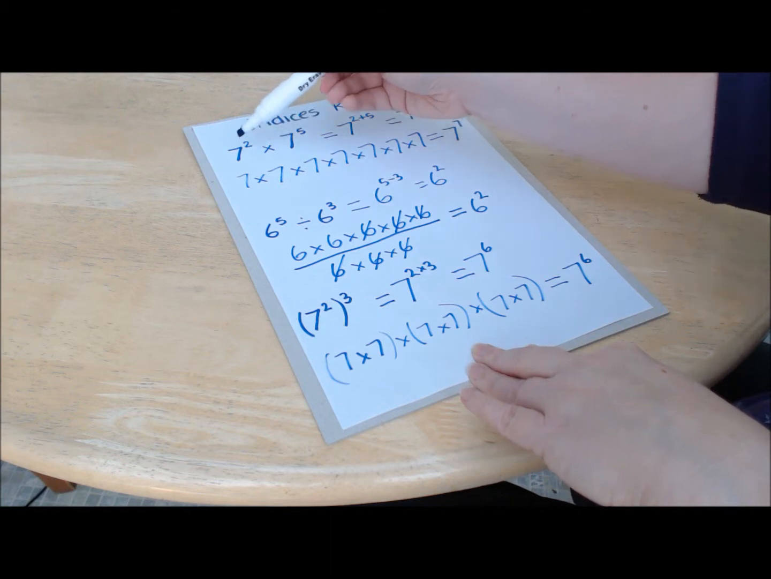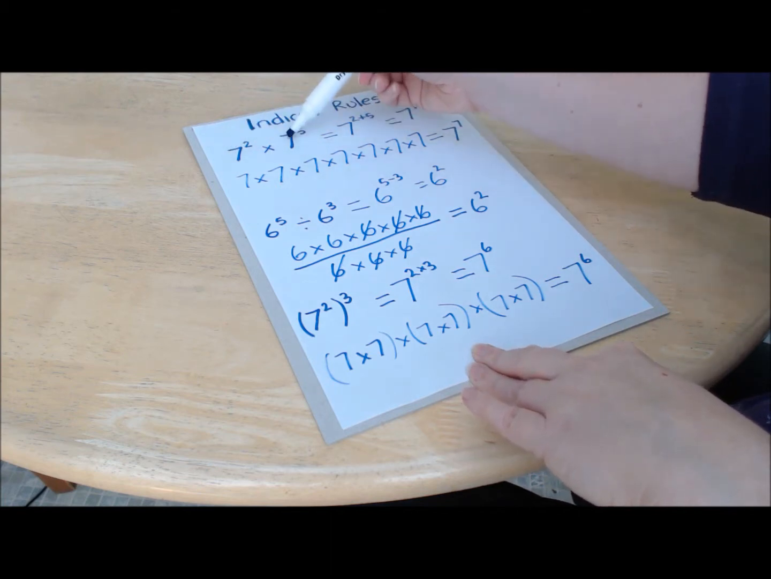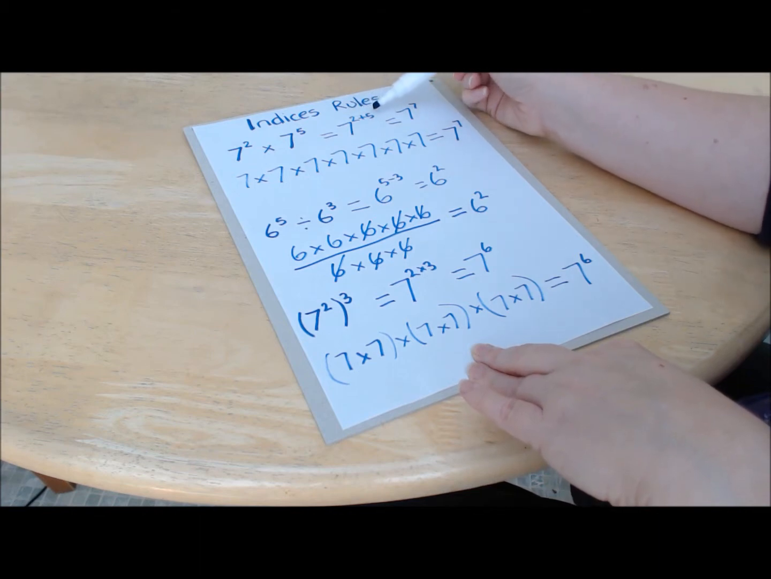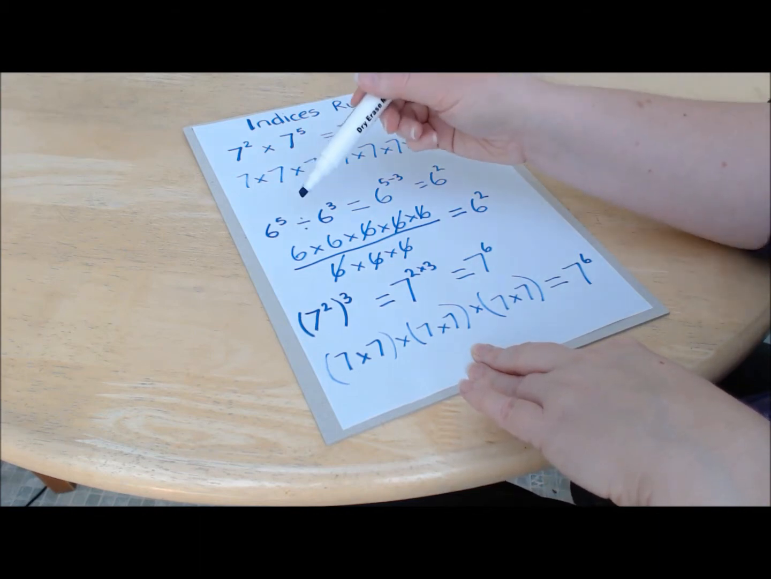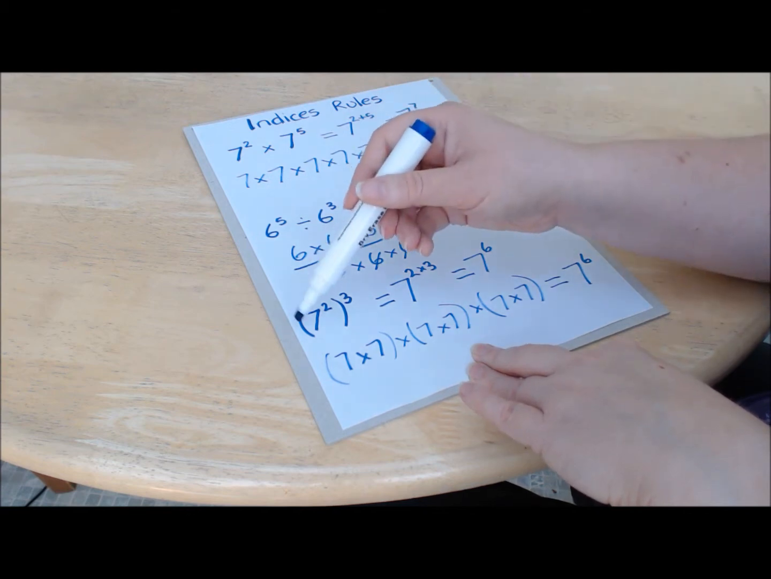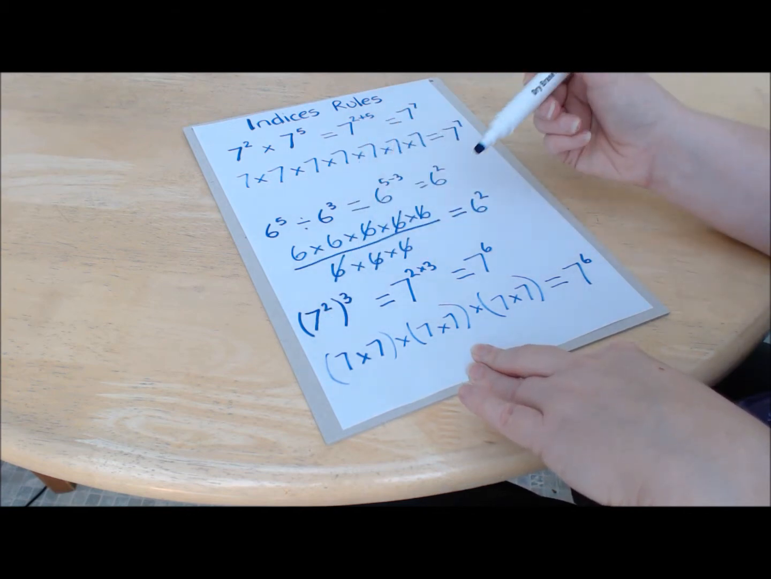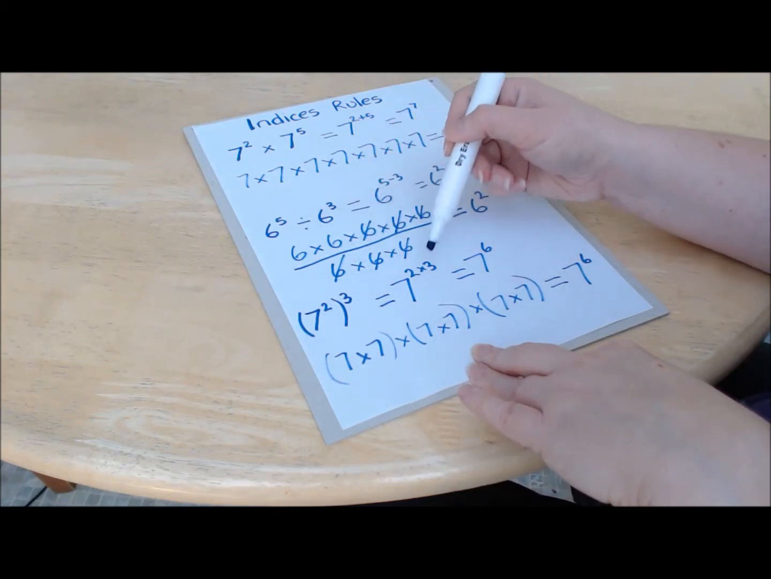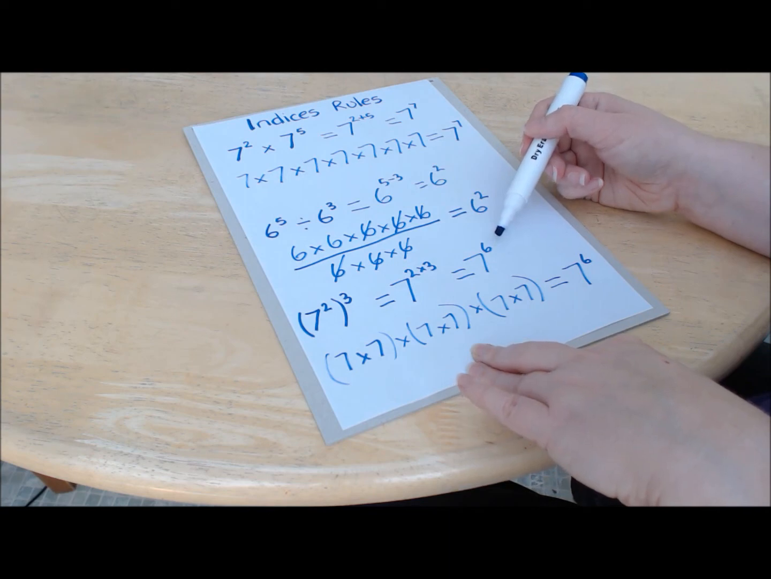So if we multiply indices, they have to have the same number at the bottom, of course. Then we just add the powers together. If we're dividing, we take them away. And if we've got one in brackets with a power or indices outside, we multiply the powers or indices together to get our final answer.